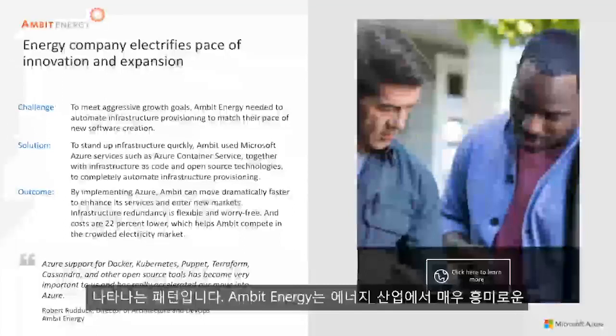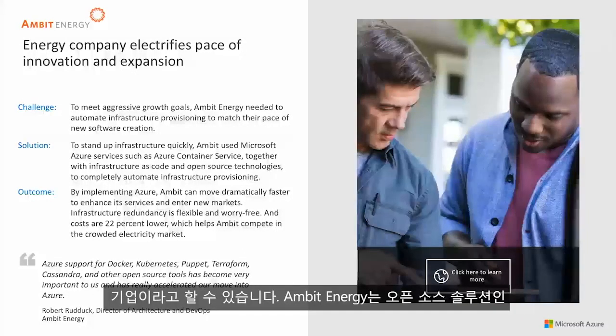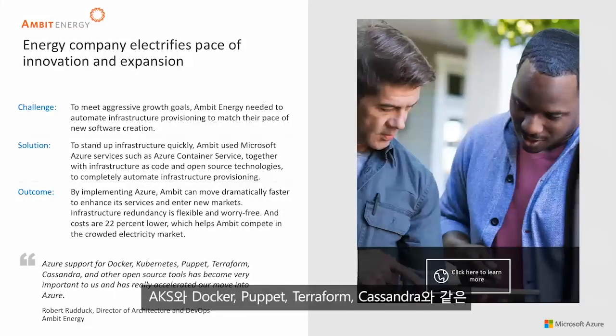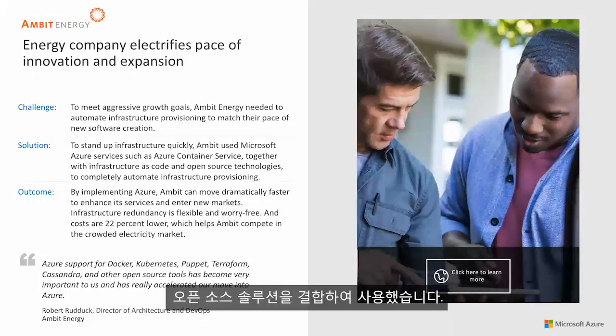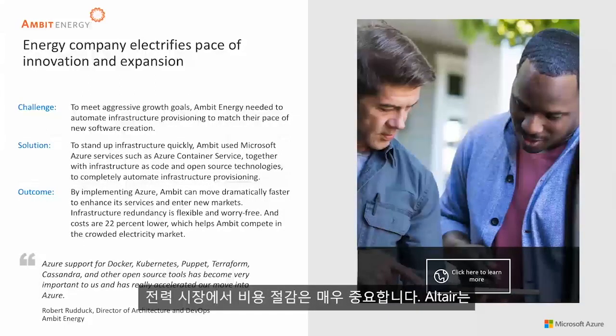Ambit Energy is an interesting company in the energy space, and what they've done is use a combination of services like Kubernetes on Azure through AKS with a mix of other open source solutions like Docker, Puppet, Terraform, and Cassandra. And really for them, a lot of the focus was around cost reduction, and that's a pretty important thing in the crowded electricity market.